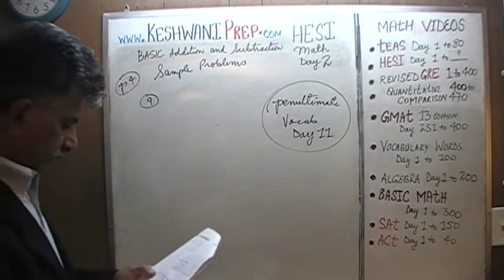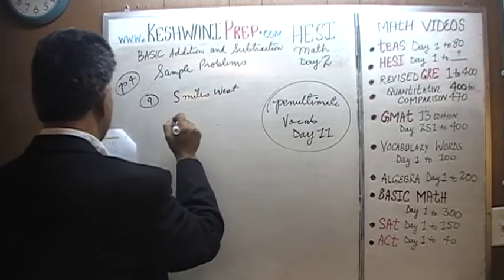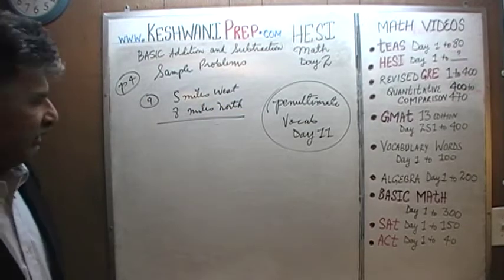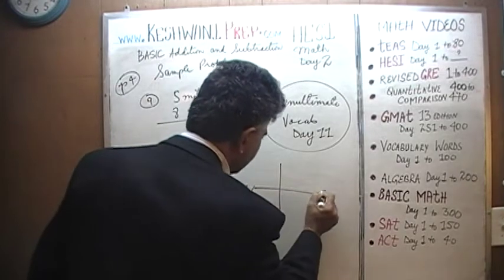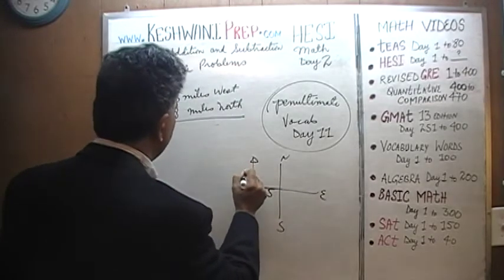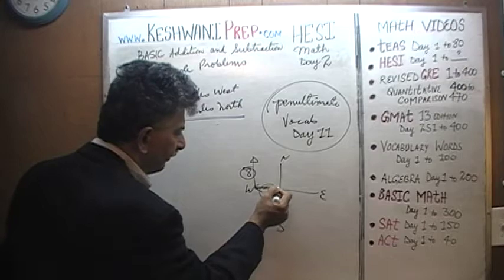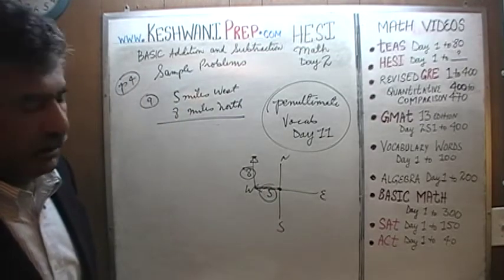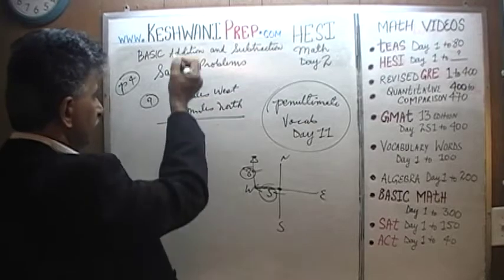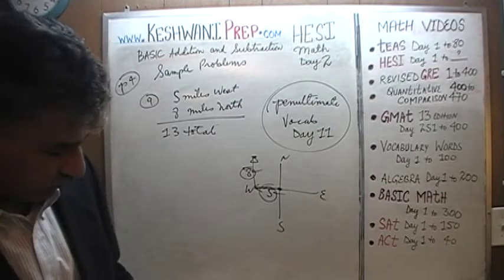Problem number 9. It says we went 5 miles west, and then 8 miles north. Here's your west, east, north, and south. We went 5 miles west, and then we went 8 miles north. The question is, how much total distance did you travel? Total distance is this plus this. They're not looking for the distance from the beginning of the journey to the end, the direct route. They're looking for the total number of miles I traveled. I went 5 miles west and 8 miles north. Well, that's a total of 13 miles. Quite simple, quite straightforward. Let's do the very last one.